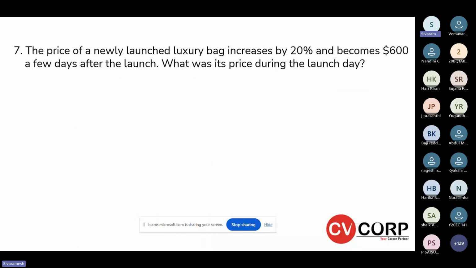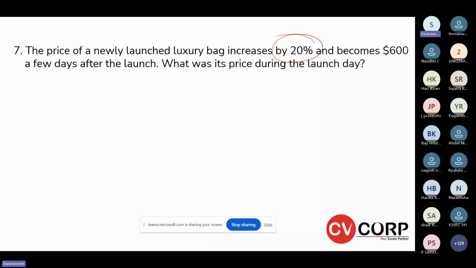Let's say this question is one of the easy questions from percentages. It's very simple, to be honest. We can solve this question without using pen and paper as well. The price of a newly launched luxury bag increased by 20% and became $600 a few days after the launch. Obviously the price got increased after the launch.